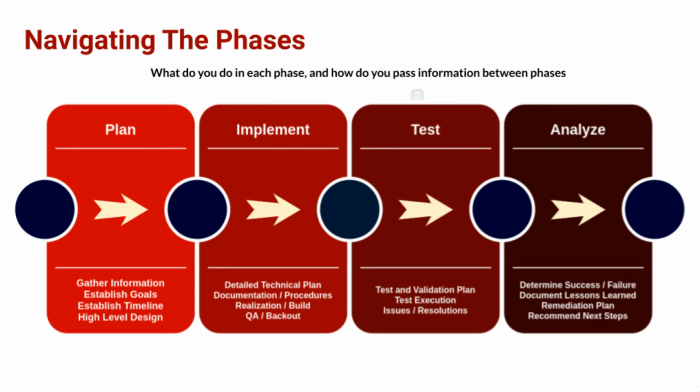So let's take a look at each of the 4 phases and how we're going to pass information from one phase to the other. It's very easy to get into too much detail here, so I'm going to try and simplify it and just focus on what the output of each phase is and how it feeds into the next phase. In the planning phase, we'll be gathering information.